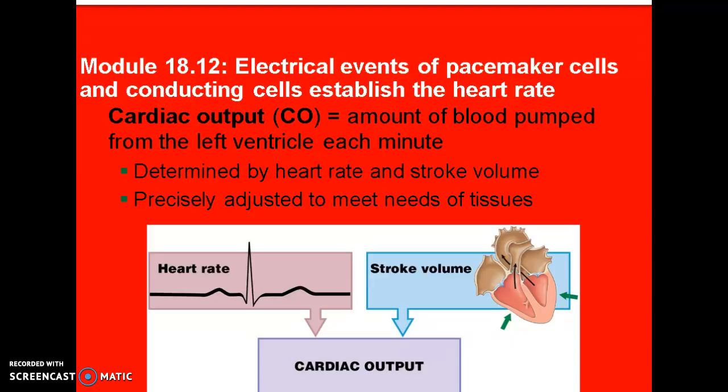So there are electrical events in pacemaker cells and conducting cells that establish the heart rate. So we want to talk a little bit about cardiac output. And cardiac output is a combination of the amount pumped per minute and how many beats per minute, the heart rate. So the cardiac output, the actual definition, is the amount of blood pumped from the left ventricle every minute.